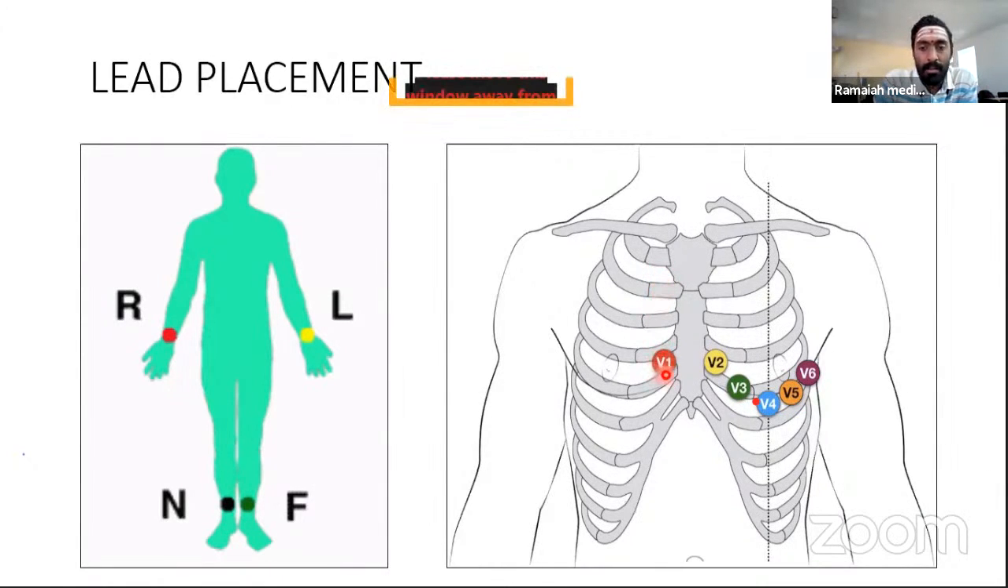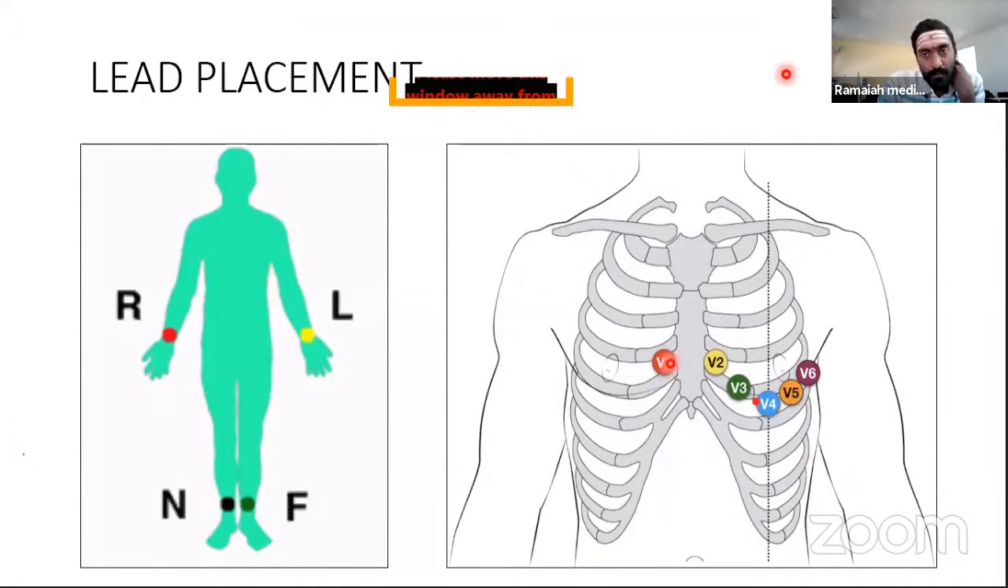So place V1 in the right fourth intercostal space. Place V2 in the left fourth intercostal space. Coming to V4, it is the next to be placed. Imagine the mid clavicular line. Place V4 there in the fifth intercostal space. And place V3 midway between V2 and V4. And again, take V6 in the anterior axillary line and place V5 in between V4 and V6. So this is the normal placement of the precordial leads.